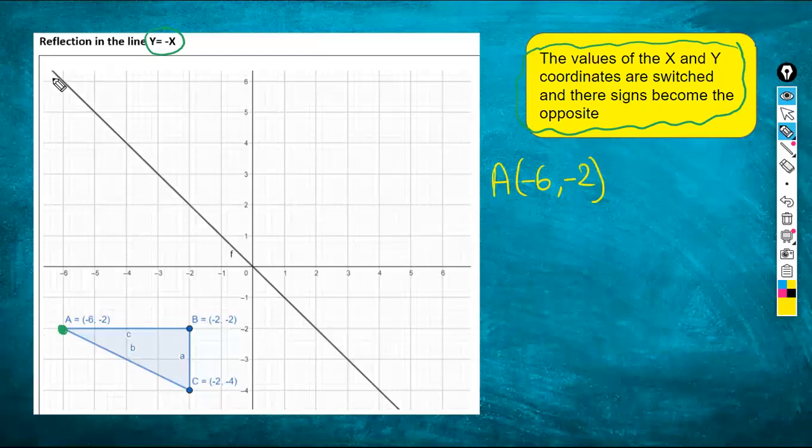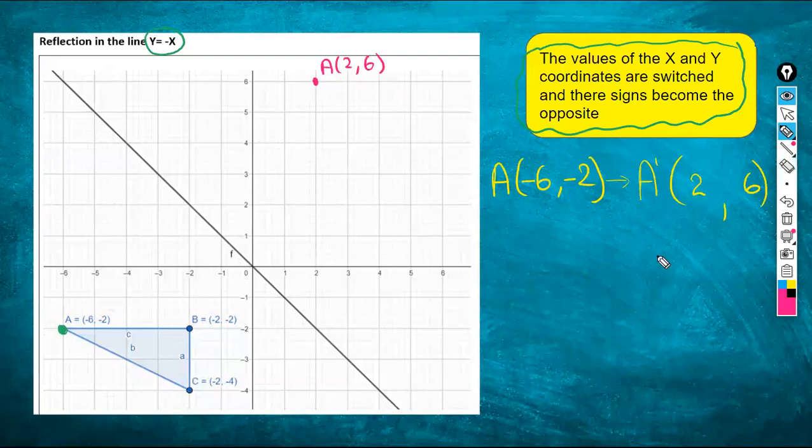Whenever you reflect it in the line y equals minus x, look at what happens. You're not only switching x and y, right? The minus 2 will jump here, and the minus 6 will jump here. But after you switch it, you have to make them the opposite. So what's the opposite of minus 2? The opposite of minus 2 is positive 2. And what's the opposite of minus 6? Positive 6. So that means it will end up somewhere here. (2, 6). This is where point A will end up.